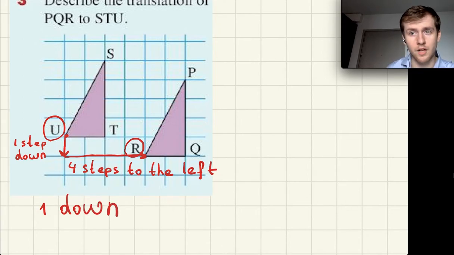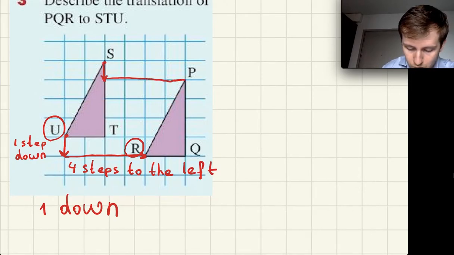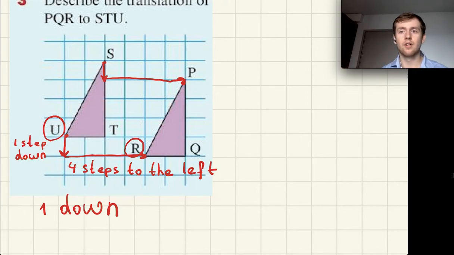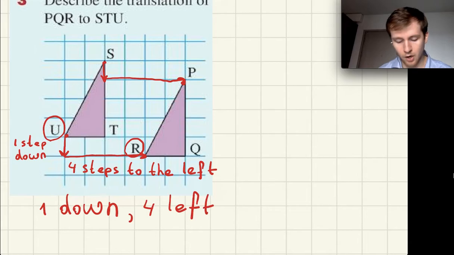You don't have to describe every point because they're all actually going to be the same. So we can check S to P, right? Again, it goes 1 down and 4 to the left. So they will all have the same kind of movement with the first point. So 1 down, 4 left. This is how we would describe this translation.